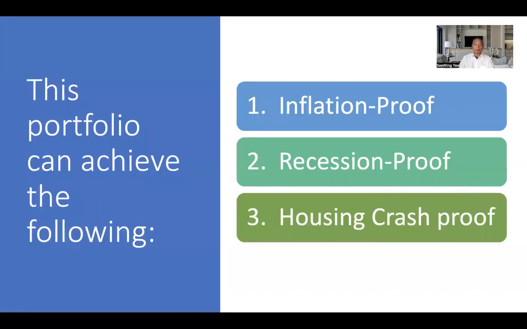All right, so imagine if you can create a real estate portfolio or income property of single family homes all the way up to duplex, triplex, fourplex. 1 to 4 unit is ideal in this niche investment methodology. So what if you can do it with inflation proof, recession proof, or housing crash proof?